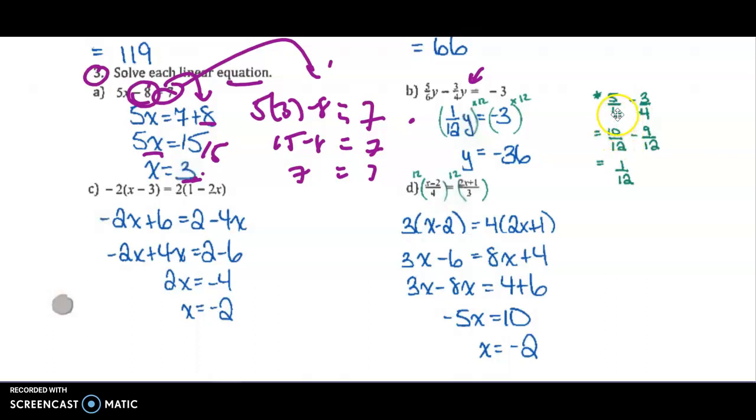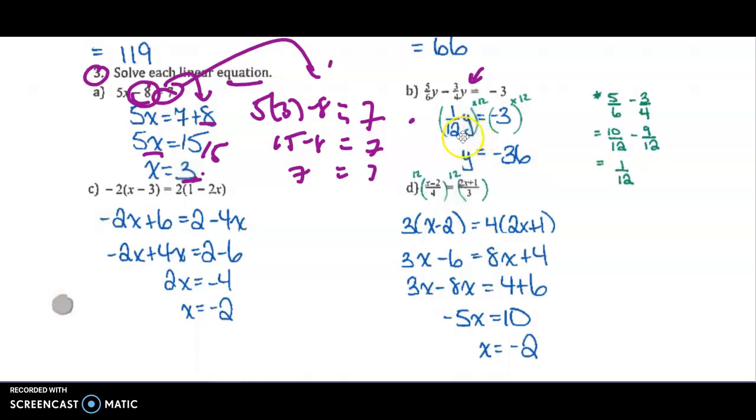The reason I say you can use 24ths is you can always multiply the denominators to get a common denominator. So you go 6 times 4 is 24. Then you get 20/24ths, subtract 18/24ths, and you end up with 2/24ths that you would reduce to 1/12. So either way, you're going to get 1/12 y equals -3.